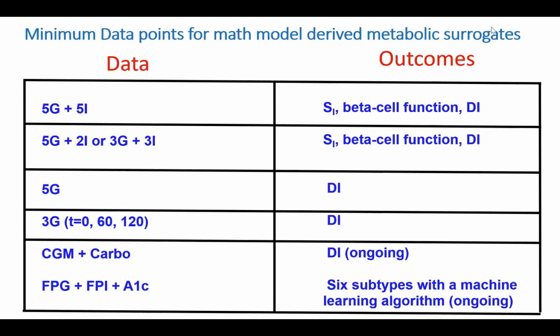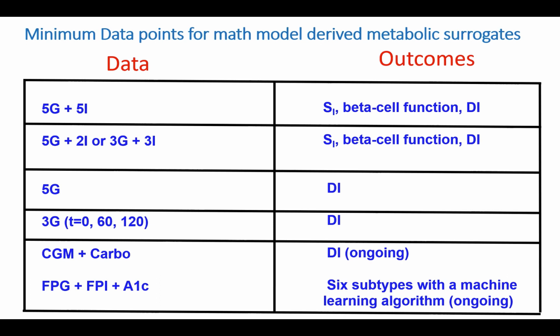So this is for your information. I just summarized the minimal data and the outcome. During the standard OGTT, 5 glucose and 5 insulin points can estimate insulin sensitivity, SI, beta cell function, and also DI. Now, 5 glucose plus 2 insulin points, and or 3 glucose and 3 insulin points, also estimate SI, beta cell function, and disposition index. I didn't show it today, but they strongly correlate.